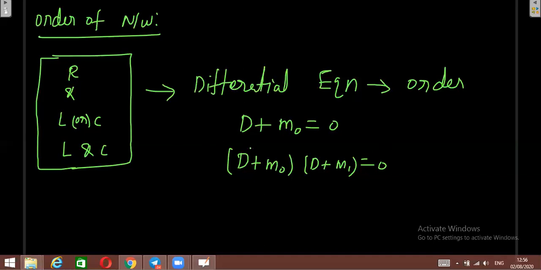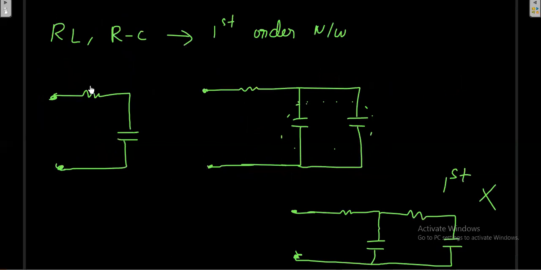Now we will see what are all the first order networks. If you consider R along with C, RC, or R along with L, then these are all first order networks. Say for example, in some case resistance is there and two capacitances are in parallel. Whenever two capacitances are in parallel, we'll not consider them as two different capacitors. It is like one single capacitor. We'll find the equivalent capacitor, then it is similar to this structure, and for this network also the order is first order only.